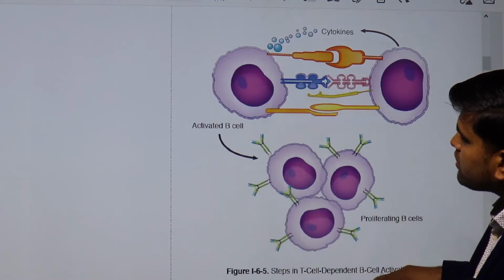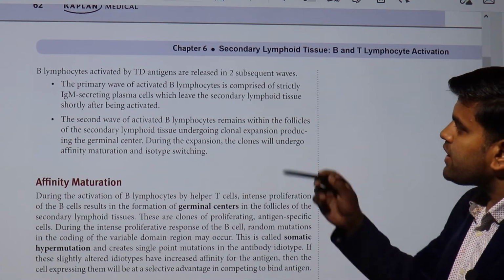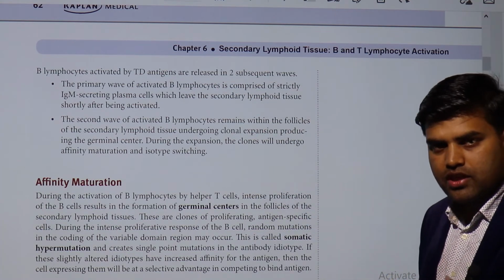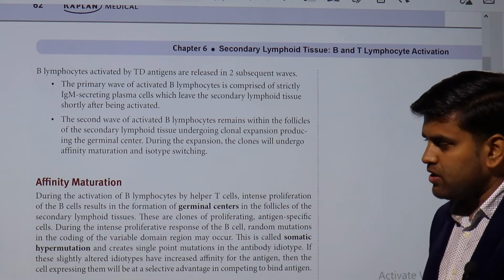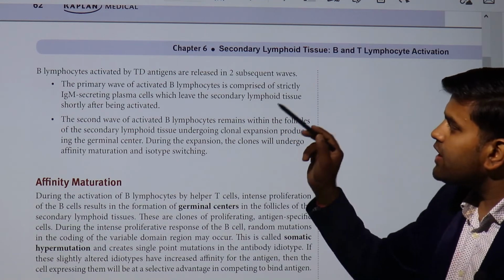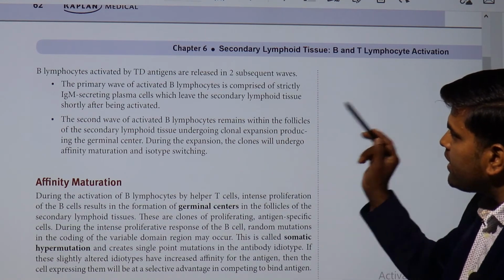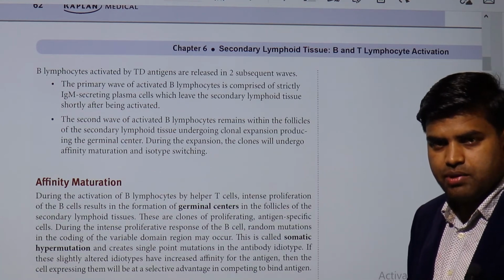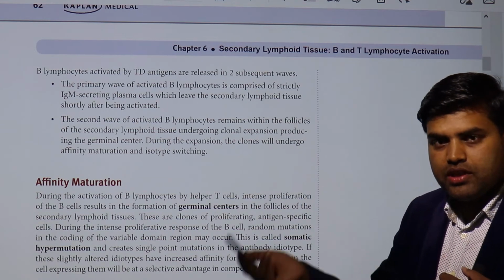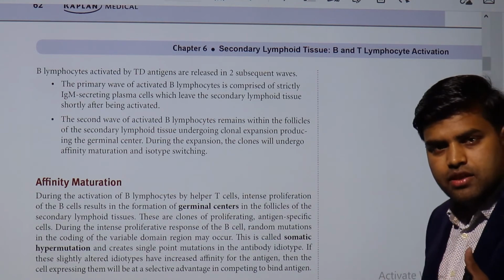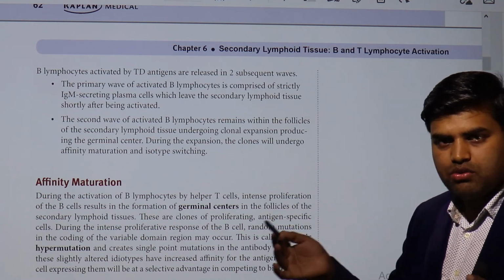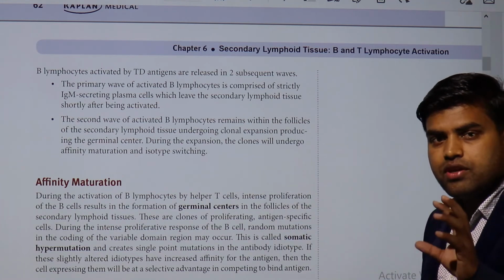Now let's move towards a few points. B lymphocytes activated through thymus dependent antigen are released in two subsequent waves, that is, they are released in two phases, you can say. The primary wave of activated B lymphocytes is comprised of strictly IgM secreting plasma cells which leave the secondary lymphoid tissue shortly after being activated. So since there is a T cell activated, the B cell converted into the plasma cell, that is thymus dependent. They will secrete the pool of plasma cells that will release the IgM antibody into the environment, into the circulation. So this is the one wave of releasing the plasma cell.